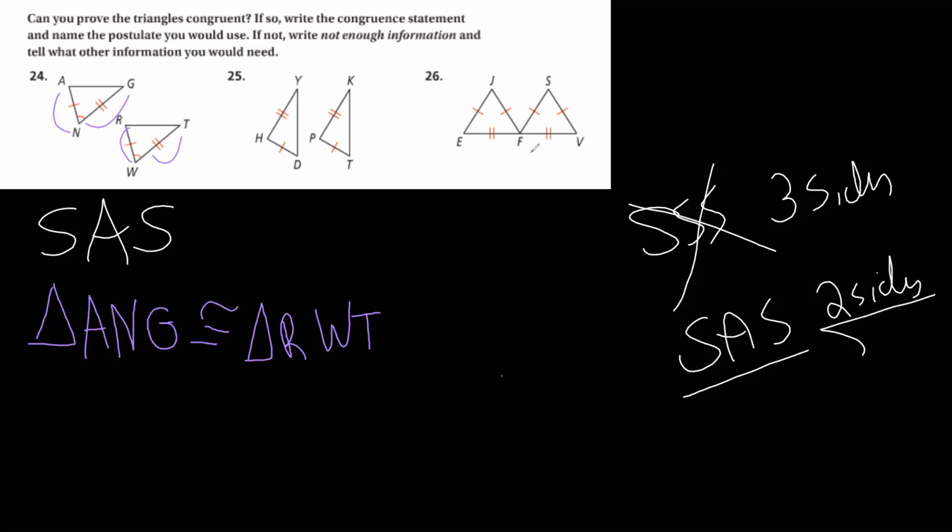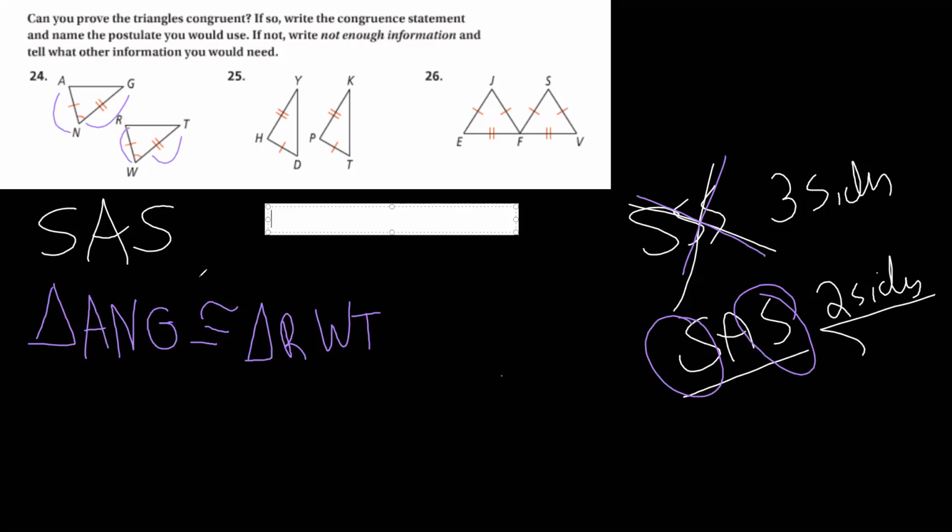Now look at the second one, number 25. Not enough information. There's not enough information because you have only 2 sides, so SSS cannot work. And since you have 2 sides, there's no angle between them to tell me that I can use SAS. So what do I have to write now? I will say not enough information.